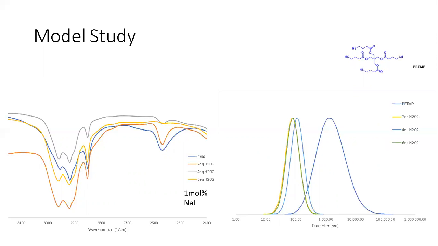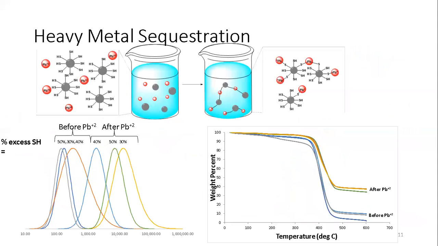On the right, you can see just PET-MP being emulsified has a huge distribution. This acts almost like an emulsion, where you have a much narrower window after polymerizing it. In this case, creating the disulfides, you have a very small distribution.